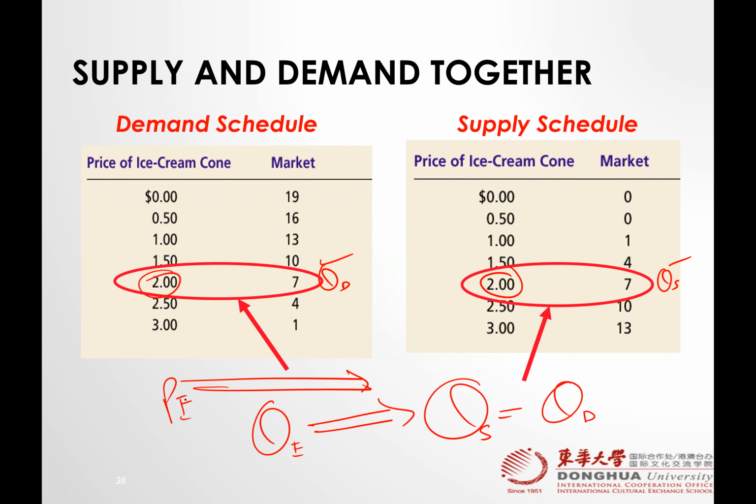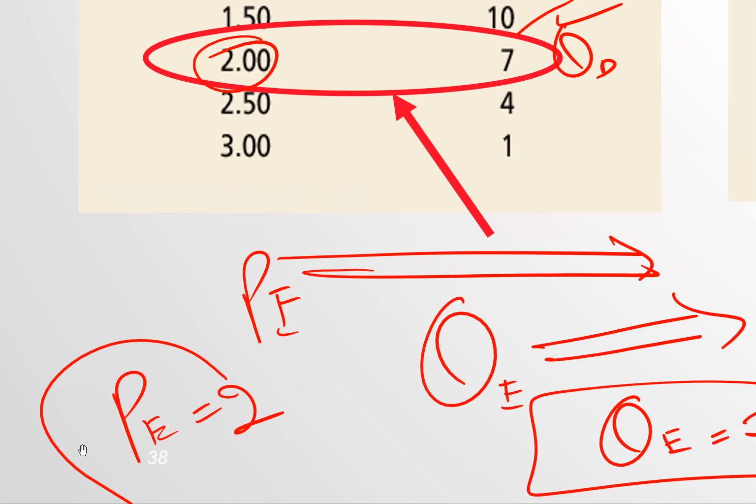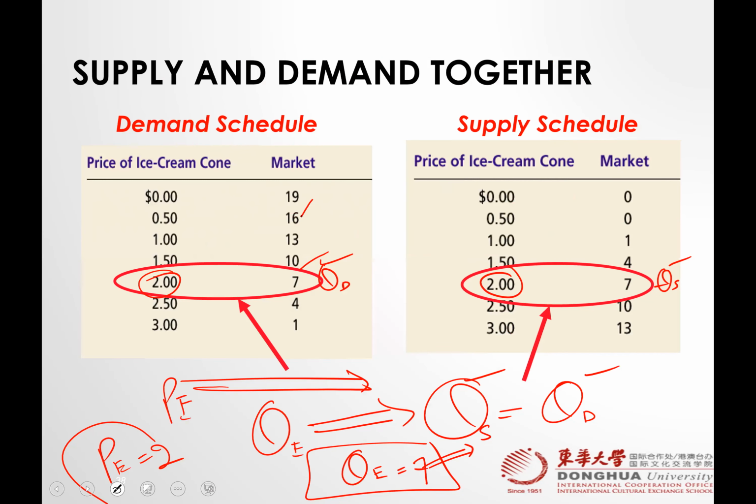So now I can write it down. Equilibrium quantity is 7. So I'm not segregating whether this is quantity demanded or quantity supplied. Why? Because this is the quantity demanded and this is the quantity supplied. So I just write it down, quantity equilibrium, right? The price is 2. So that means this is the price of the product at which quantity supplied and quantity demanded are equal.